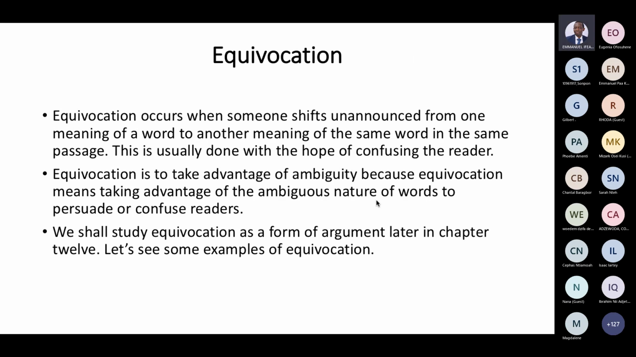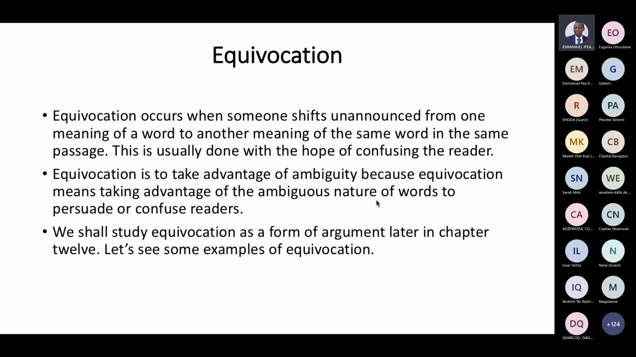Now let's look at equivocation. Equivocation occurs when someone shifts unannounced from one meaning of a word to another meaning of the same word in the same passage. This is usually done with the hope of confusing the reader. Equivocation means taking advantage of the ambiguous nature of words to persuade or confuse readers. So equivocation is that you are making an argument, and in that argument, you use a particular word more than once.